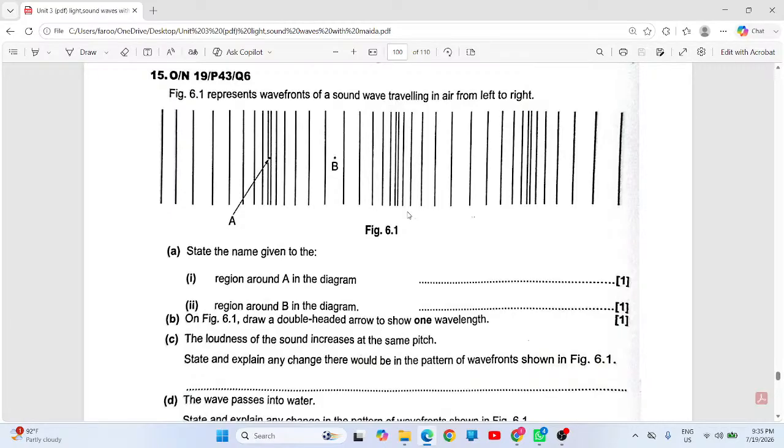Okay, next is question number 15. Figure 6.1 represents wavefronts of a sound wave traveling in air from left to right. State the name given to the region A in the diagram. What will it be? Name of A in the diagram.